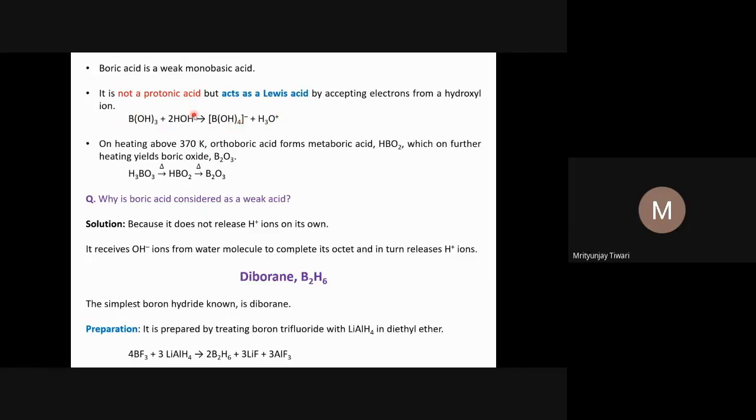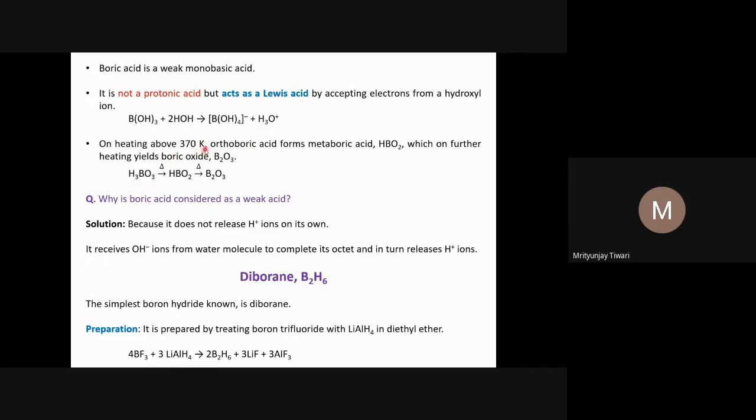So the general reaction we can write: B(OH)3 plus 2HOH. This is a water molecule, and this OH minus group will go here, so there will be a negative charge on this, and two water molecules. One water molecule is split into OH minus and H plus, and that H plus has gone to another water molecule. That's why two water molecules are taken here, and so we see the formation of the hydronium ion. You can even write this equation by taking just one water molecule, but in that case you have to write H plus, not H3O plus.